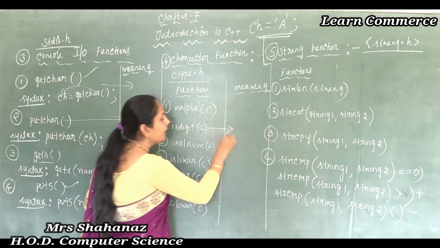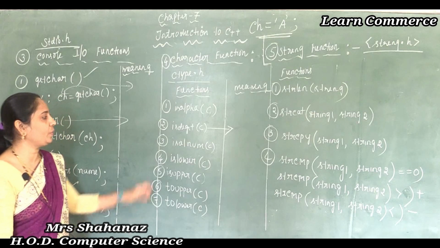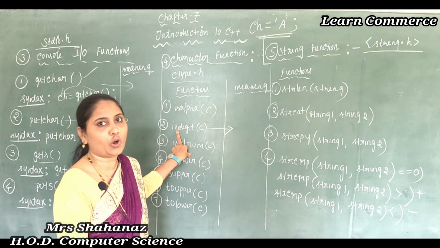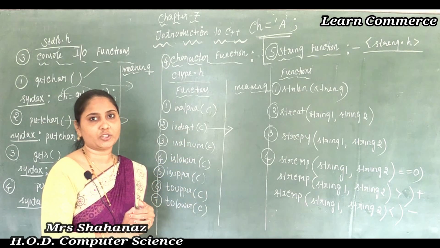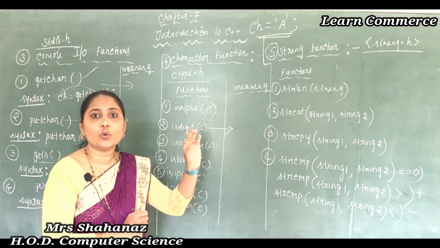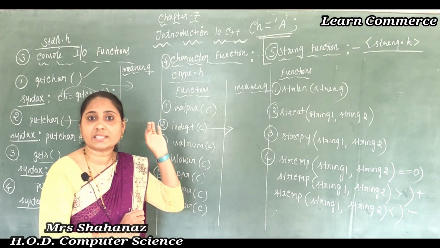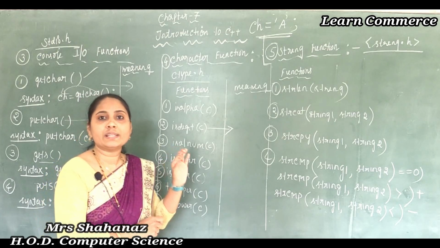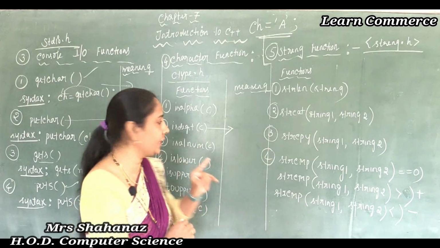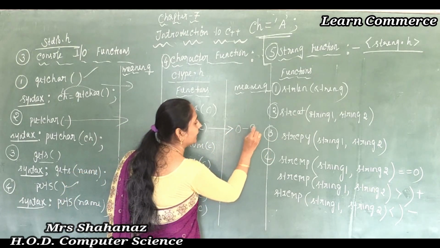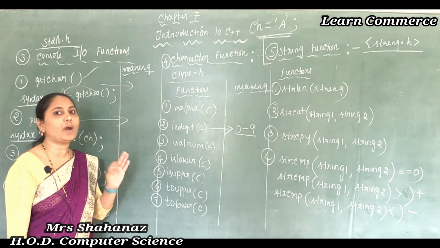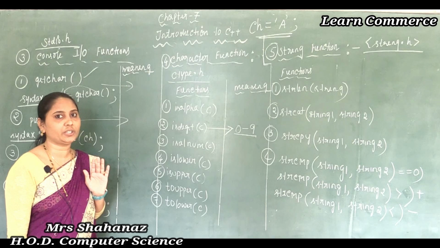And the next one, the second function, is called isdigit of C. So what about isdigit of C? It is a function of the character functions. It returns true when C is a digit, that is from 0 to 9. Clear this one? So when you write a digit from 0 to 9, it returns the value true, otherwise it returns false.